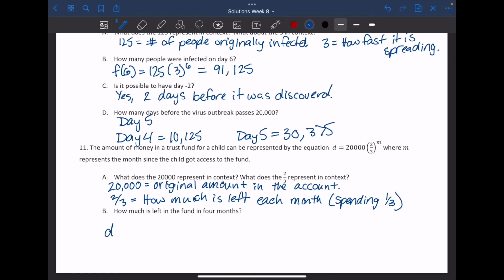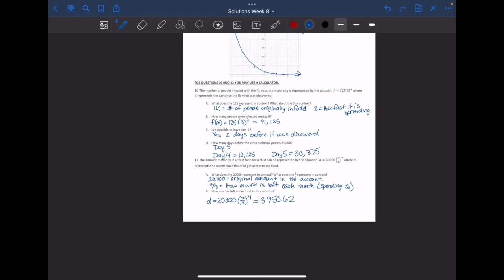So this is 20,000 times 2/3 to the power of 4. When you plug that into a calculator, you get 3,950.62.